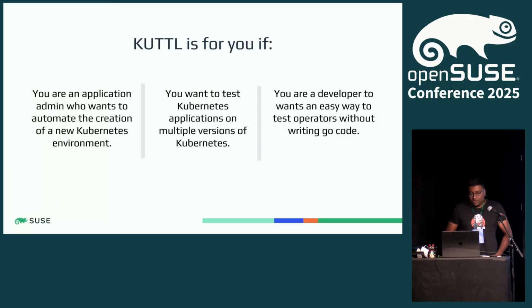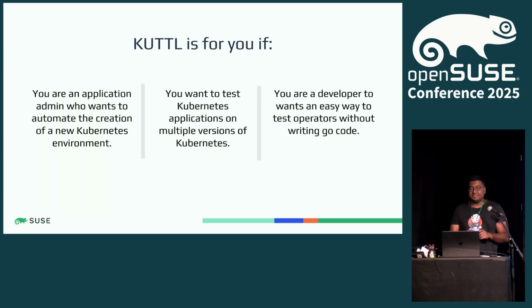Okay, so what is Kuttl for? Kuttl is for an application admin who wants to automate the creation of a new Kubernetes environment. Say, for example, I am a developer. I have a build which I would like to test on Kubernetes. Okay, my main agenda is that. Setting up an infrastructure for Kubernetes using Golang or Java is a little difficult. I wouldn't say not possible, but it's a little difficult in terms of creating a namespace and then setting up those environments and other things. So Kuttl makes life easier.